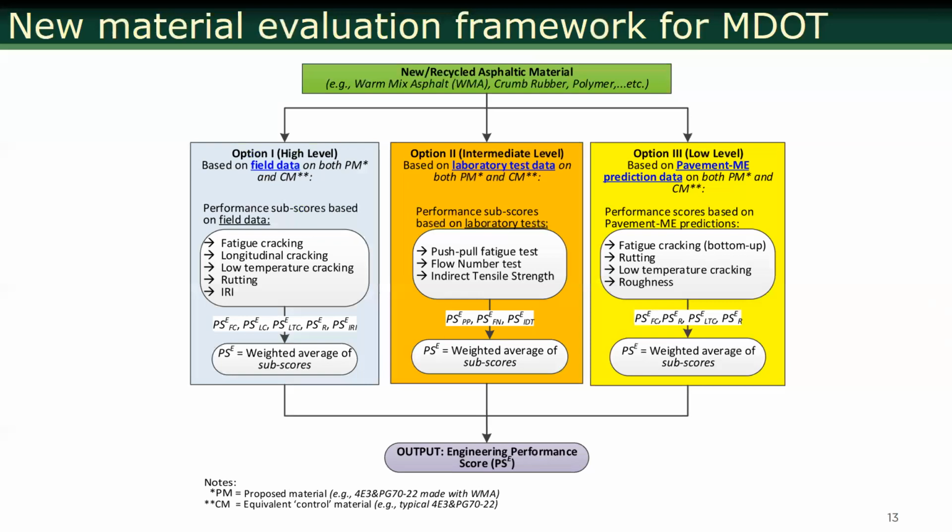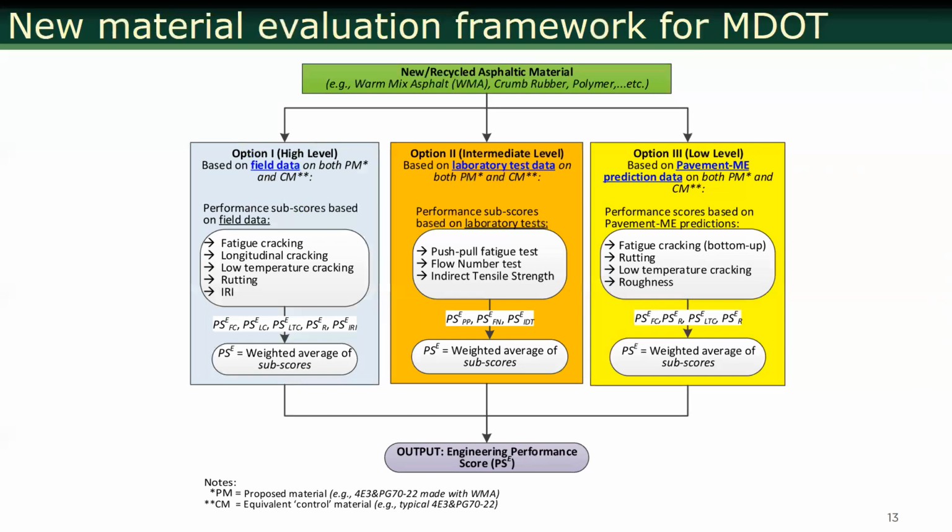When we do the performance evaluation, we propose three approaches, three options, more like level 1, level 2, level 3 analysis, but it's not the same thing. Level 1 is really based on actual field data, but what I'd like to talk about is the level 3 analysis, option 3, that we talked about. We said use Pavement ME software to predict fatigue cracking, rutting, low temperature cracking, and roughness for the proposed material and for a control material that is equivalent.